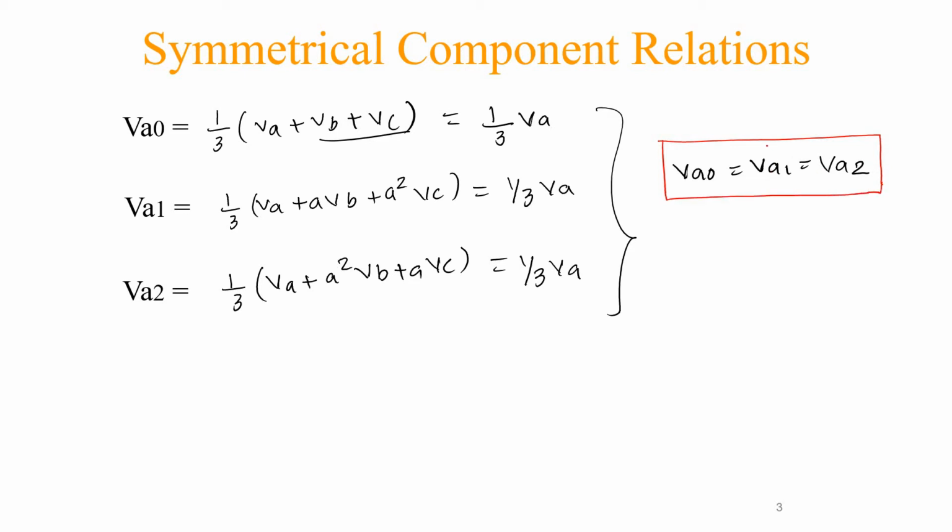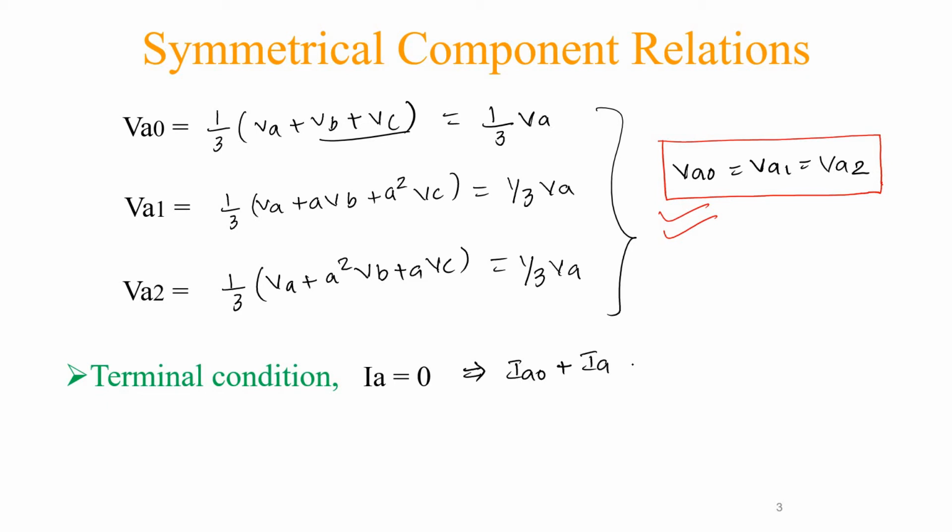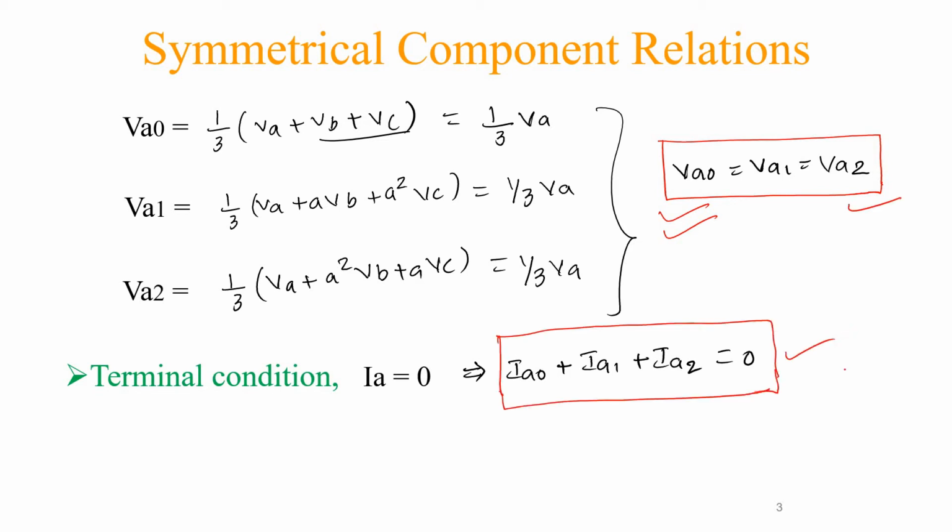By this time you would have an idea how to connect the sequence networks. We know that in a parallel circuit, all the voltages are equal to each other. Now let us see the current also. We know the terminal condition IA is equal to 0. In terms of symmetrical components, IA0 plus IA1 plus IA2 is equal to 0. So this is the second condition: the algebraic sum of the currents will be equal to 0. This is the KCL condition.